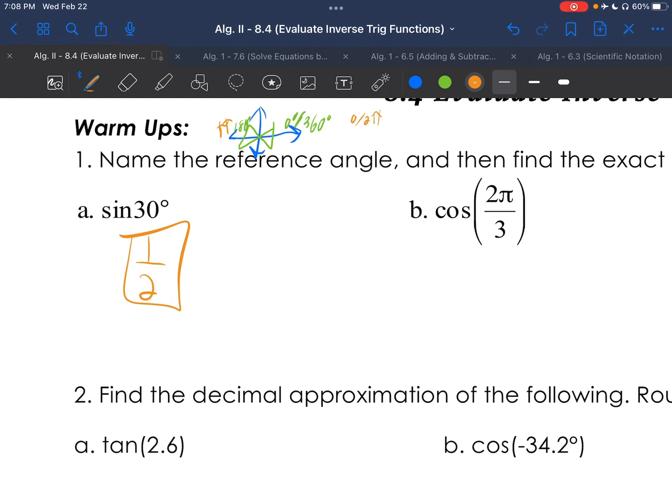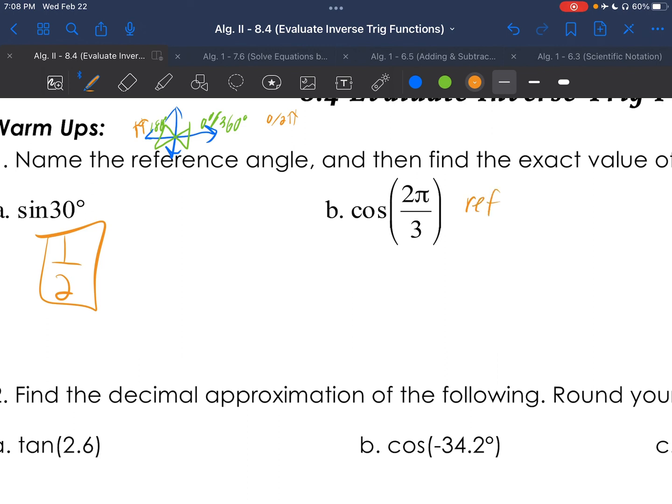On B, cosine of 2 pi over 3, the reference angle, the closest route to the x-axis, or 0 or 2 pi or pi, would be pi over 3. So the reference angle is pi over 3, and I'm going to actually put it as equal to that. And then cosine of 2 pi over 3 is cosine of pi over 3, and then you make it negative because that would be in quadrant 4, or excuse me, quadrant 3. And that would be negative 1 over 2.